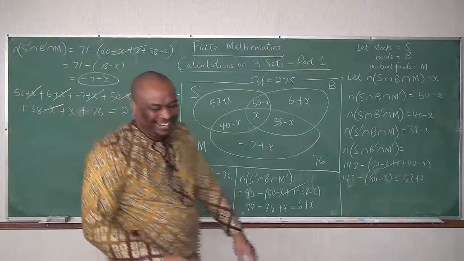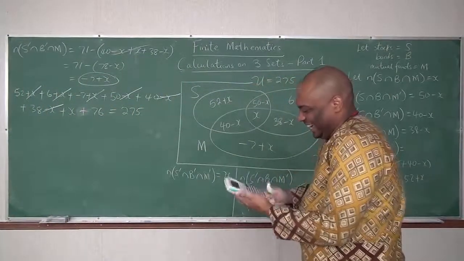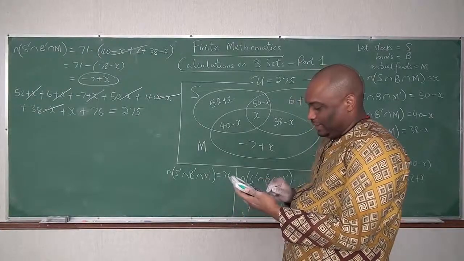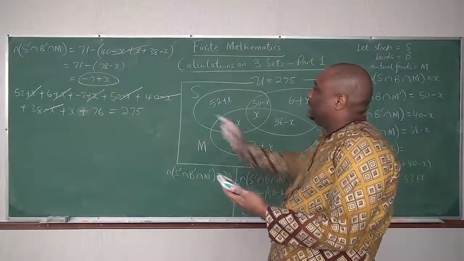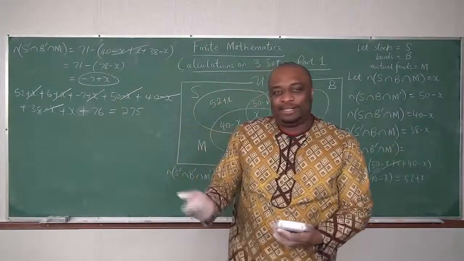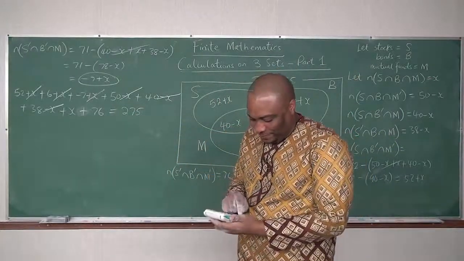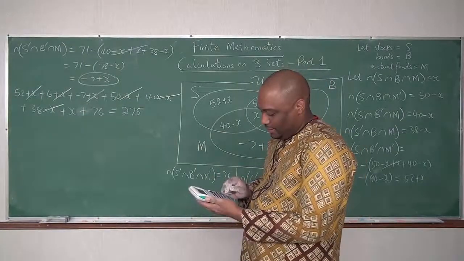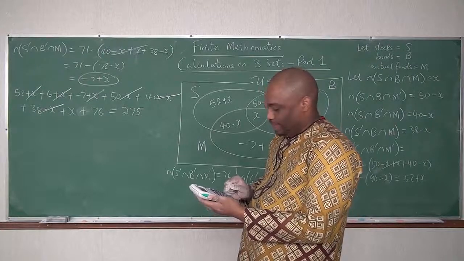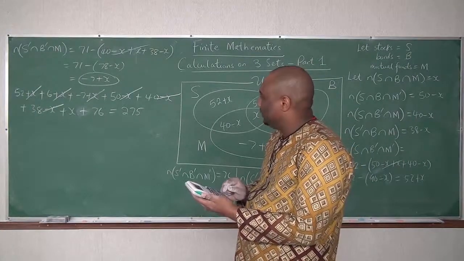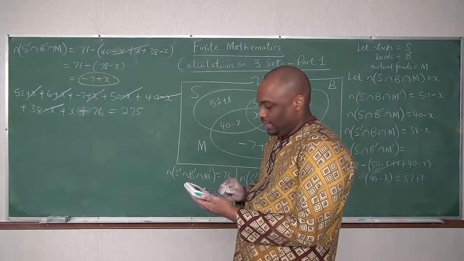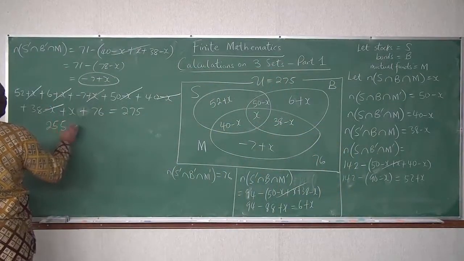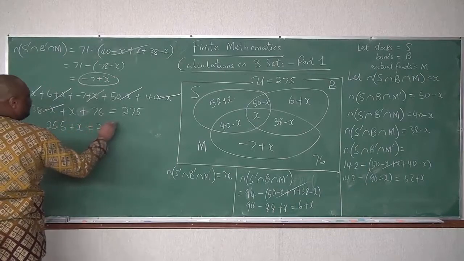Okay, now let's go ahead and add this. 52 plus 6. This plus minus 7, you know, plus minus is minus, so minus 7, plus 50 plus 40 plus 38 plus 76 equal to 255. 255 plus x equal to 275.